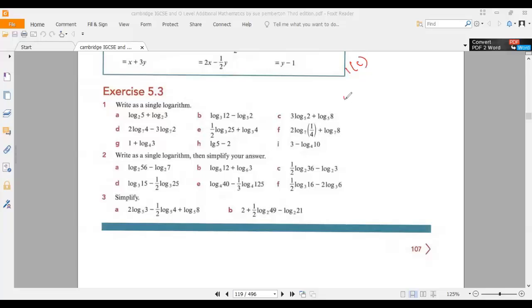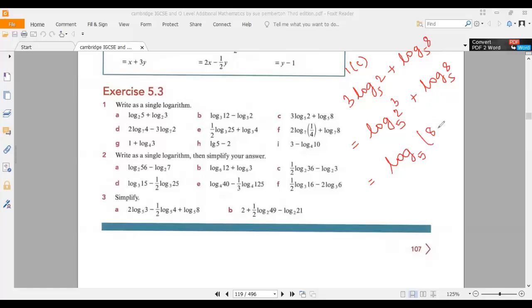Number 1c says 3 log base 5 of 2 plus log base 5 of 8. So we can write it in this way: log base 5 of 2 cubed plus log base 5 of 8. Now, if both bases are the same, 2 cubed equals 8, and plus will be converted as multiplication, so 8 times 8. So our final answer should be log base 5 of 64.